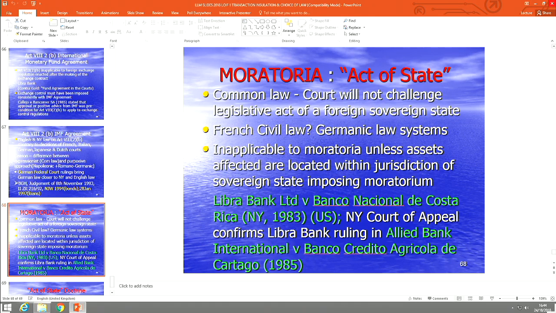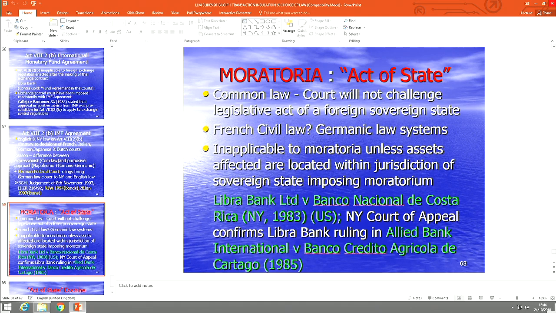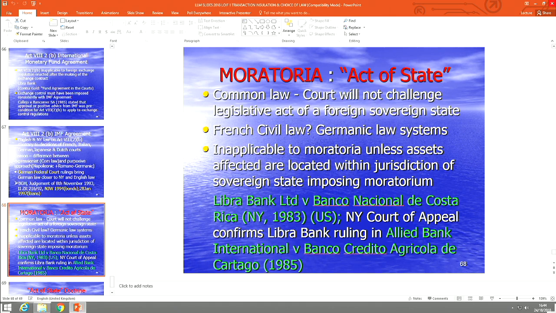Note, it applies only to foreign sovereign states. Basically the rule is, if you are an English court or a New York court, you cannot question the effectiveness and the validity of a legislation or a regulation of a foreign sovereign state. So if you stop the clock there and say, well, hang on, Argentine moratorium, Russian moratorium, what should an English court or a New York court do? The first reaction is to say, well, an English and New York court must recognize that moratorium under the Act of State doctrine.